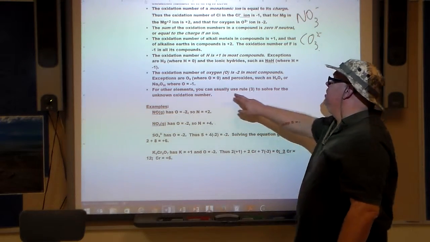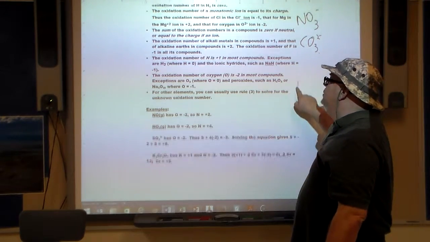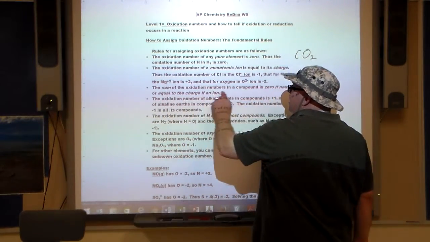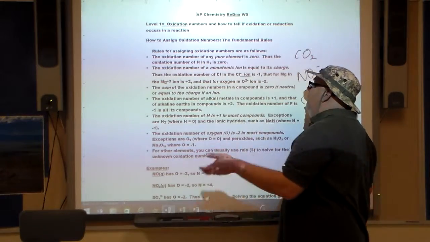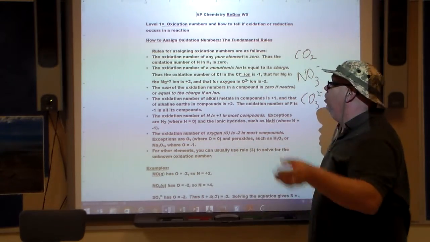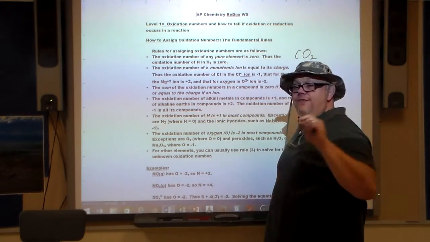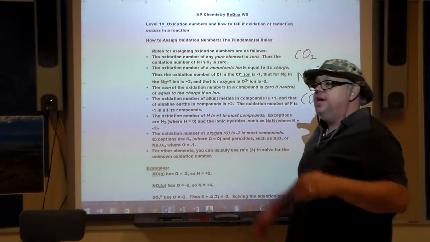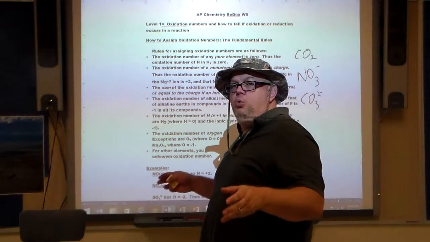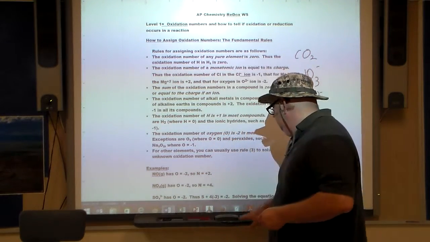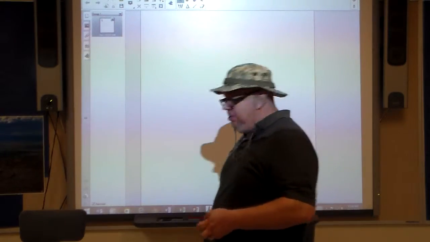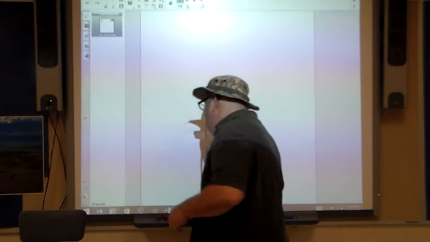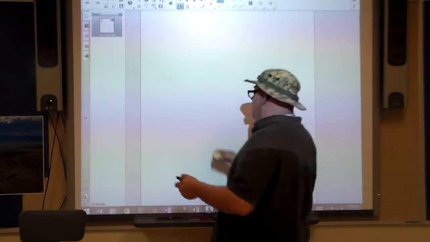In other elements, you can usually use rule number 3 to solve for the unknown oxidation number. What is rule number 3? That's right here. The sum of the oxidation numbers in a compound is 0 if it's neutral, or it's equal to the charge if it is an ion. Like these. Okay, great. We went over the rules. Now let's talk a little bit about how we apply them. Well, our next trick, guys, is we're going to be looking at oxidation numbers.